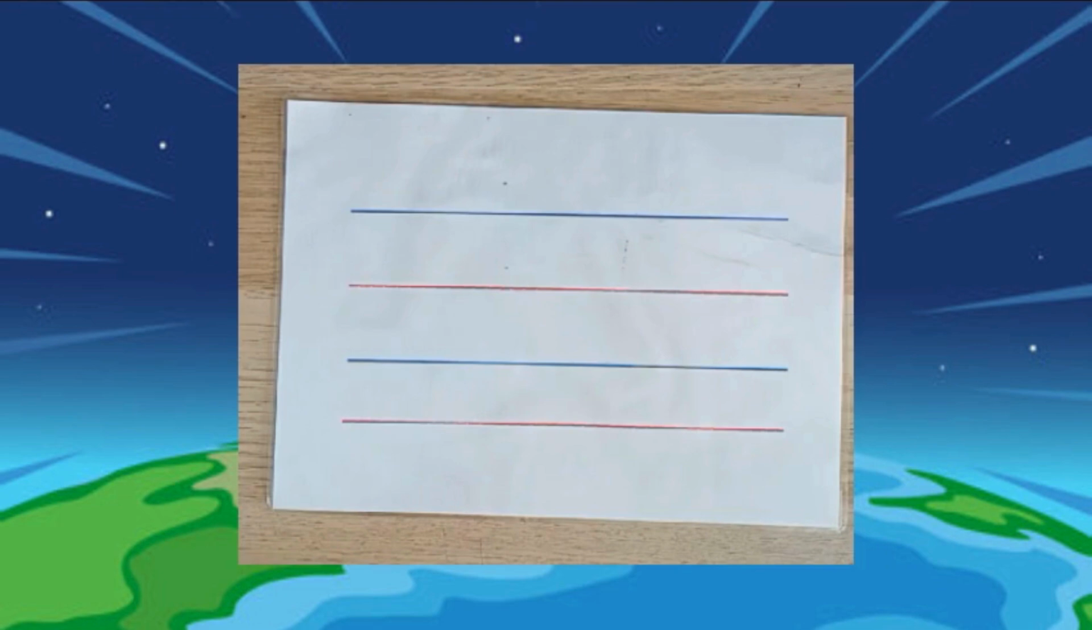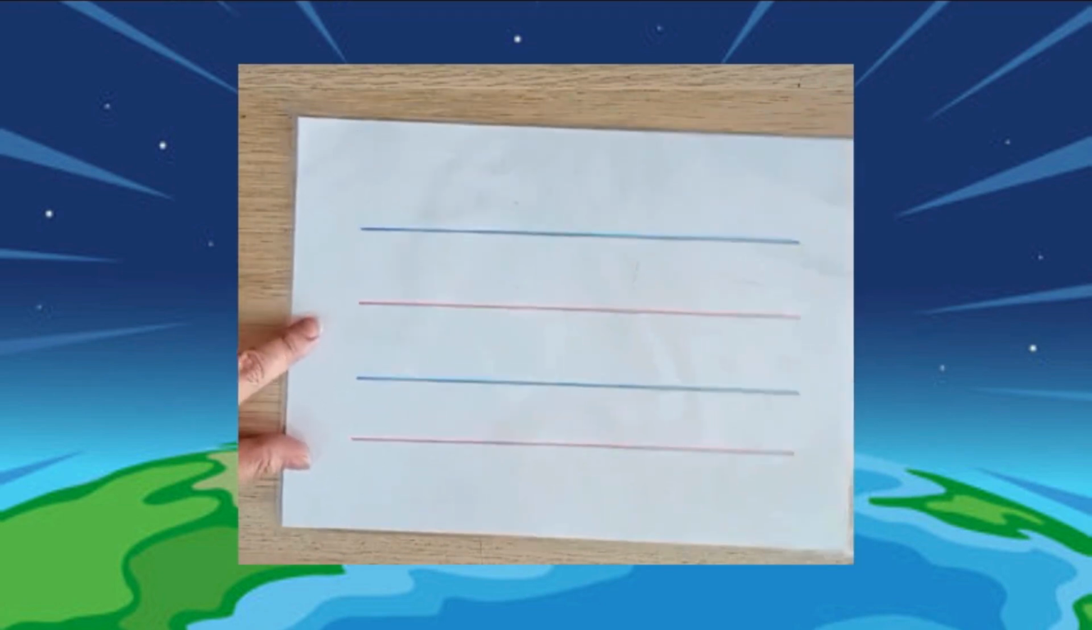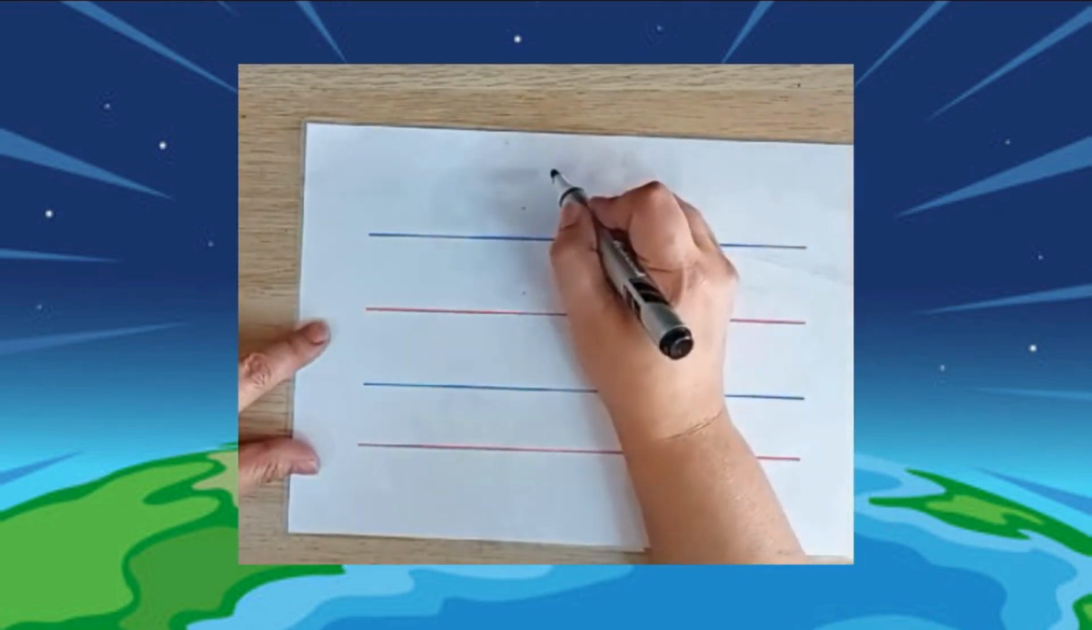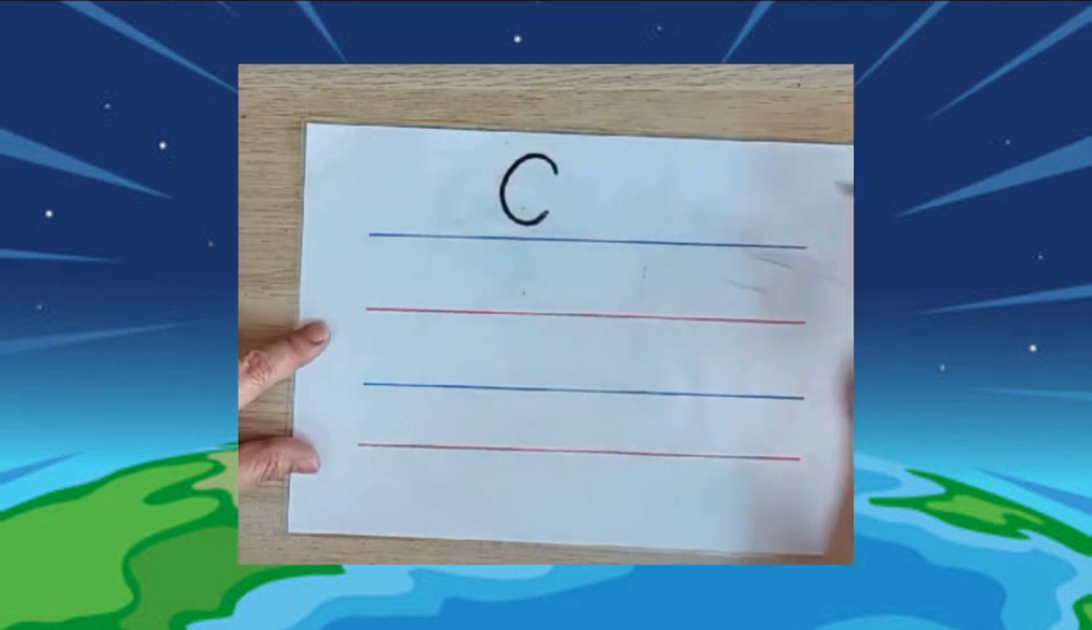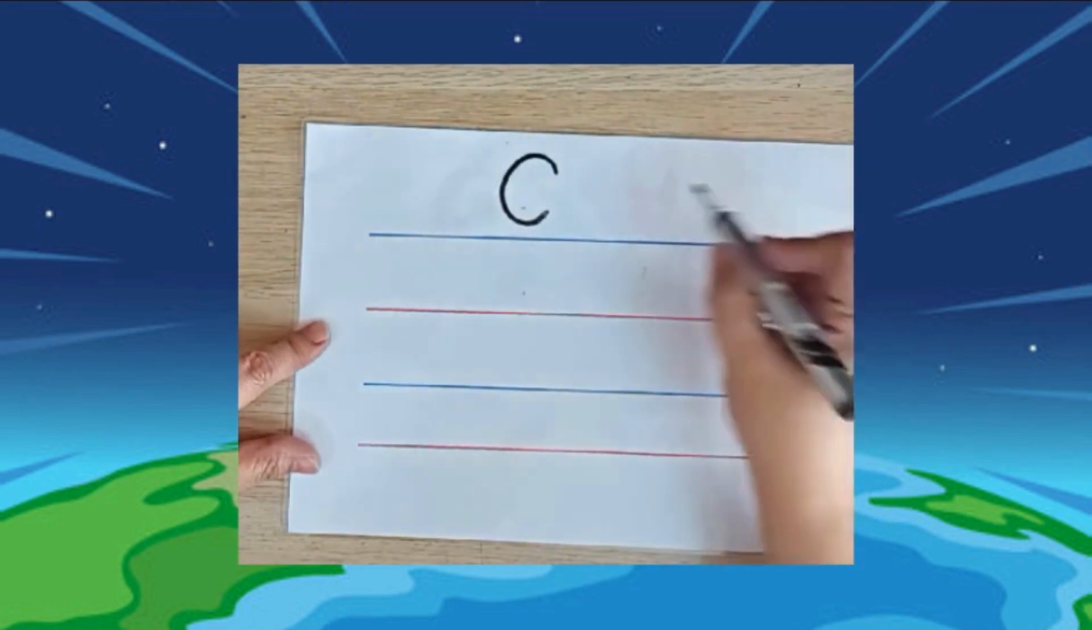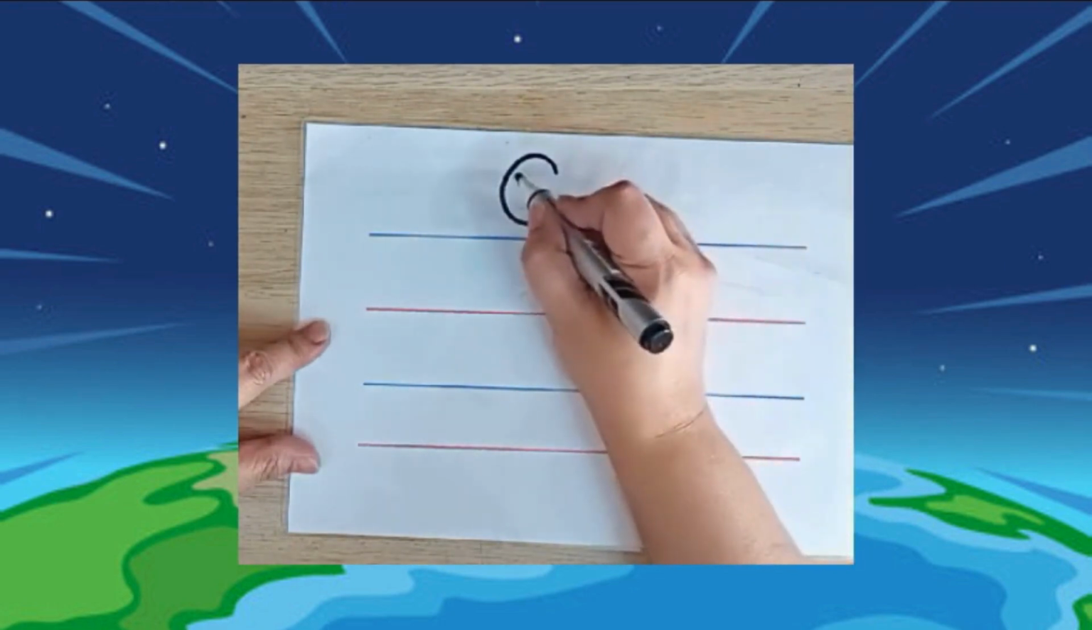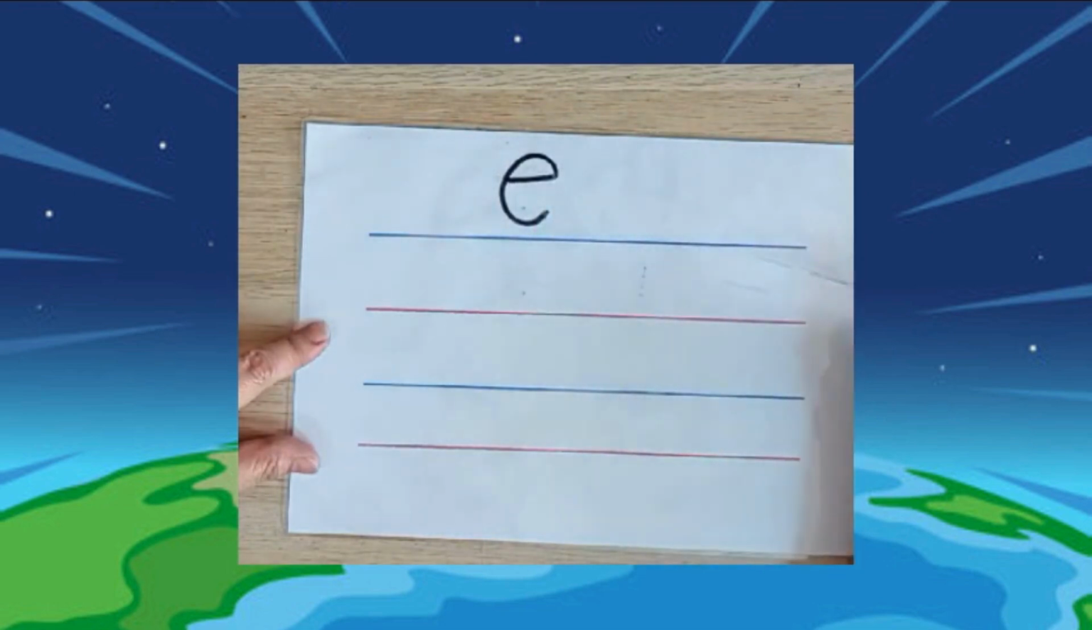Let's now write the lowercase letter E. To make the lowercase letter E, we need two kinds of line. We need the curved line and the horizontal line or the sleeping line. Like this. So now let's try to write the letter E properly.